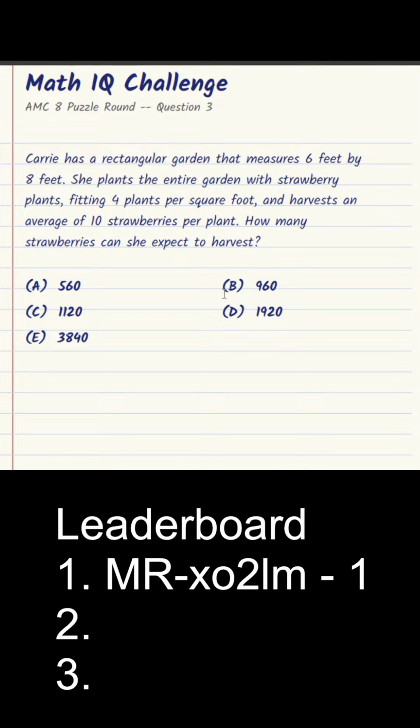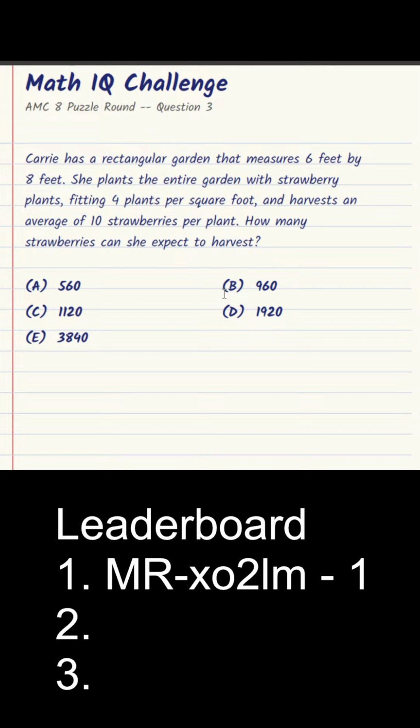So we are given a field or a garden which is of 6 feet by 8 feet, and strawberries are being grown here, and 4 plants fit in 1 square foot, and each plant harvests an average of 10 strawberries. So by calculating the area, can you tell how many strawberries she can expect to harvest?